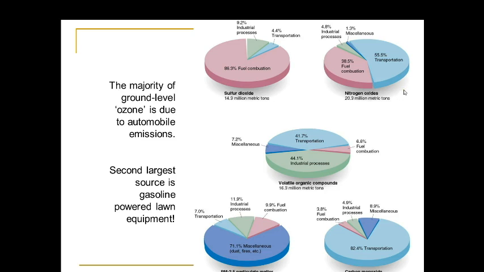Nitrogen oxides are transportation followed by fuel combustion. So fuel combustion that is not transportation would be like a coal-burning power plant. Your VOXs, your volatile organic compounds, are almost equally created by transportation and industry.